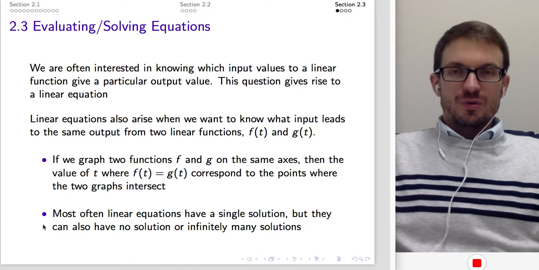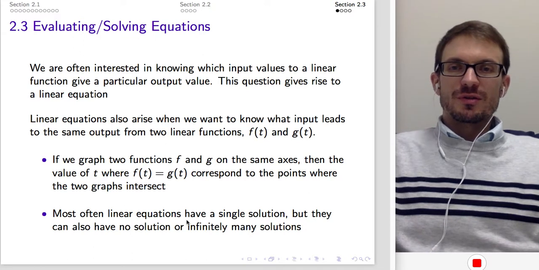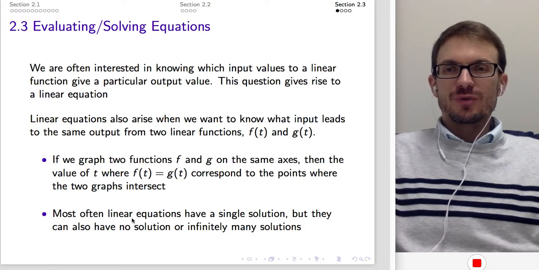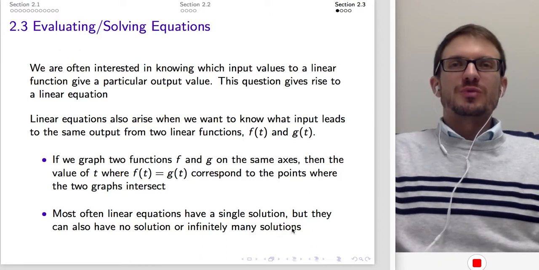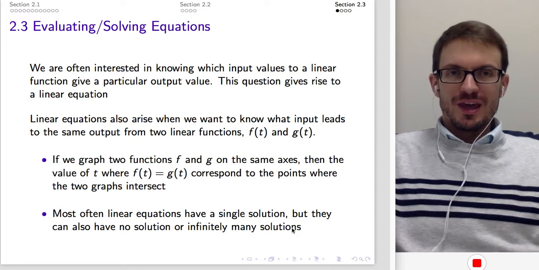Just a quick comment, most linear equations have a single solution. If you have a system of equations, you typically have a single solution. You could also have no solution or infinitely many solutions. What happens when we have no solution? This is where the lines are parallel. What happens if we have infinitely many solutions? That's where the lines are just multiples of each other. It's just the same line.